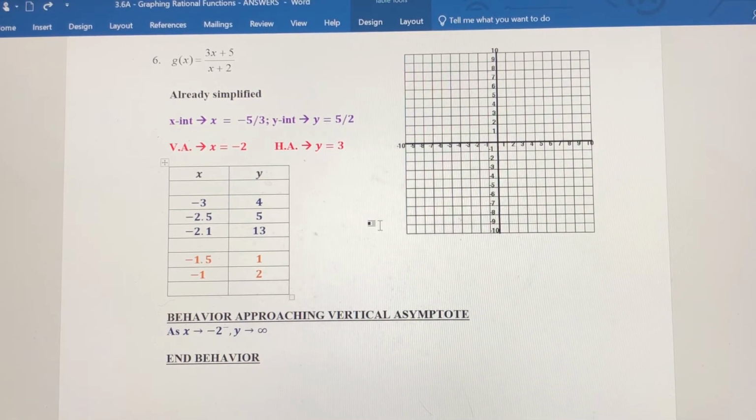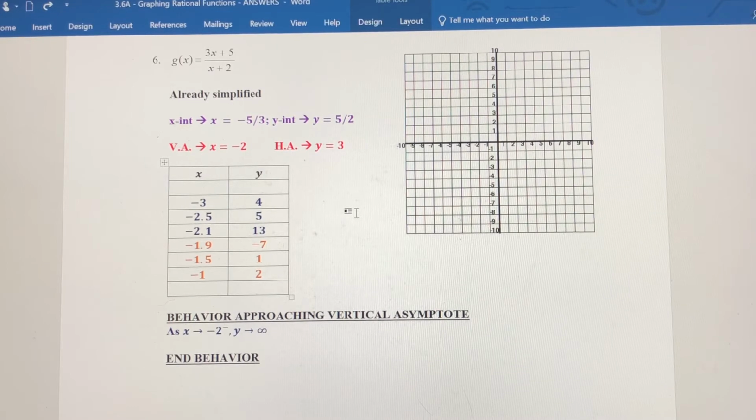But let's get a little bit closer. Let's plug in negative 1.9 and see if we get a negative value, and we do. It's going to be negative 7. All right, so you can see as we get closer and closer to negative 2 coming from the right side, we're getting smaller and smaller. And you can see the rate that we're getting smaller is growing, okay?